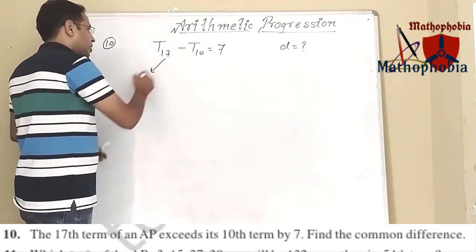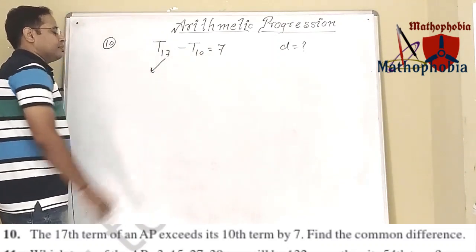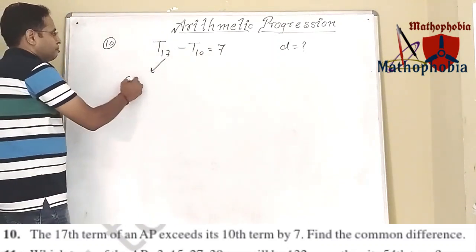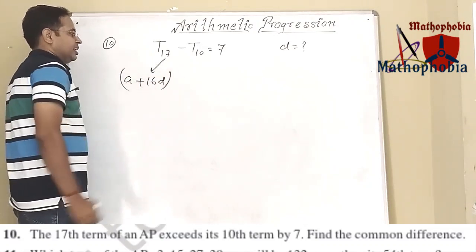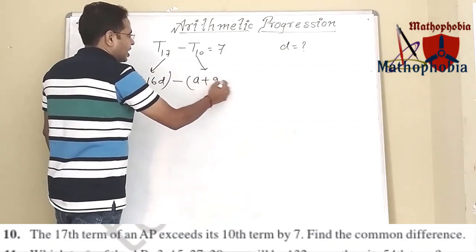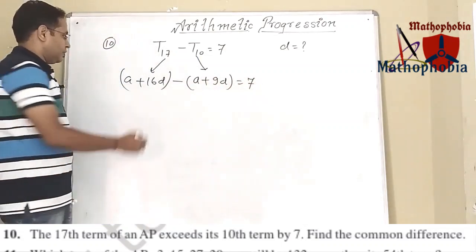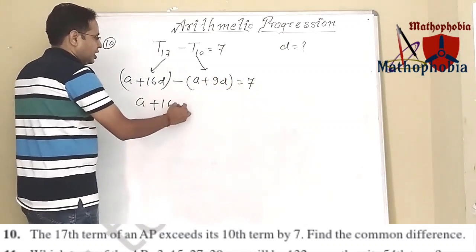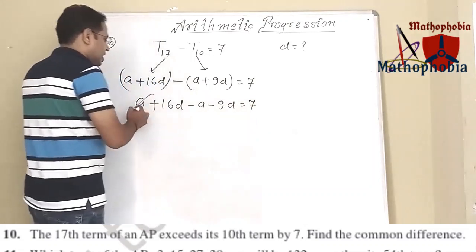So we'll put the formula Tn is equals to A plus n minus 1 into D, and the value of n here will be 17. A plus 16D. ठीक है, रख दिया. T17 की वैल्यू, then minus sign, then T10, A plus 9D equals to 7. Solve it, you'll get A plus 16D minus A minus 9D equals to 7. A and A cancel out.